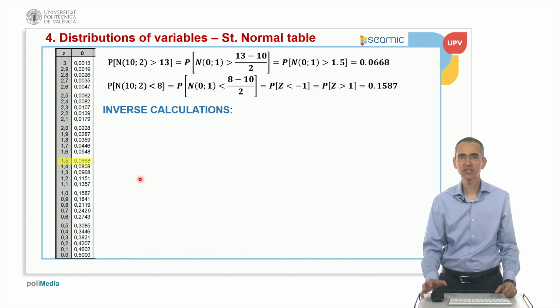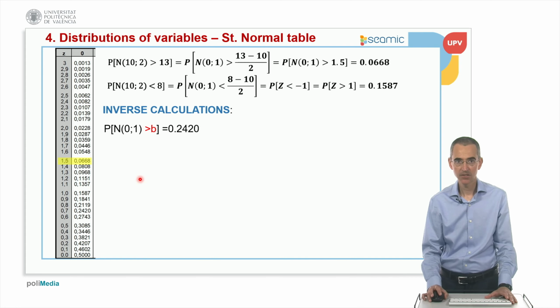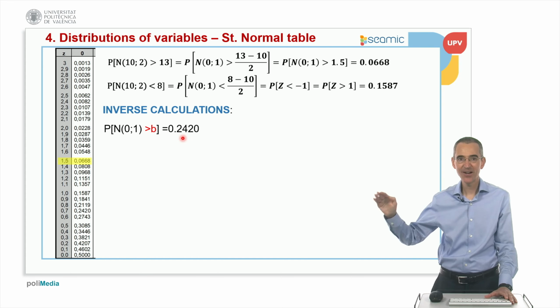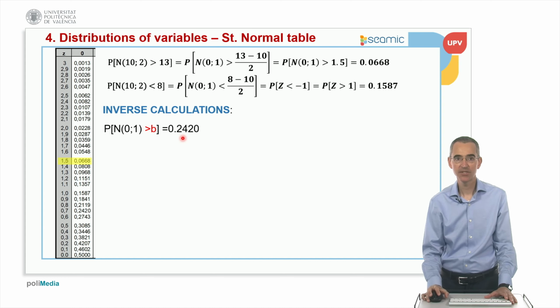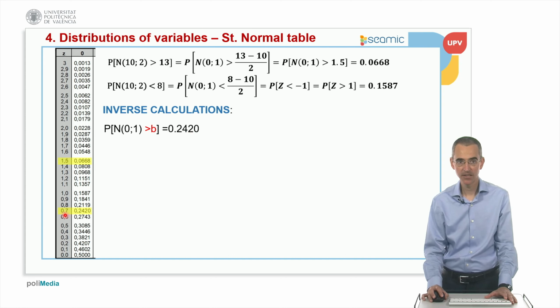Then let's talk about the inverse calculations. What does it mean? Imagine that I want to compute the calculation so that this standard normal distribution is higher than a value that we don't know, with a particular probability, 0.24 for example. What we have to do is to find this value inside the table. So in this case, we should go to the table and try to find this particular value. In this case, the value 0.2420 is this one. So the value that we are interested in finding is 0.7.